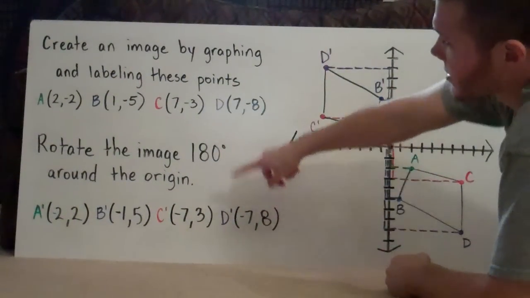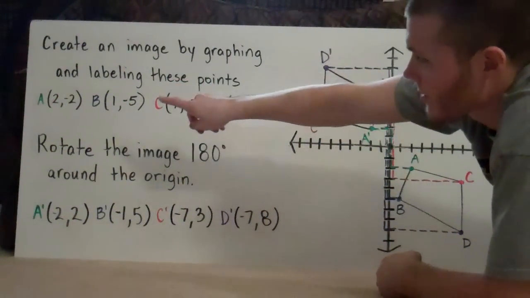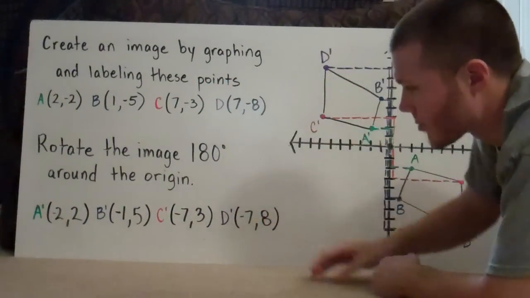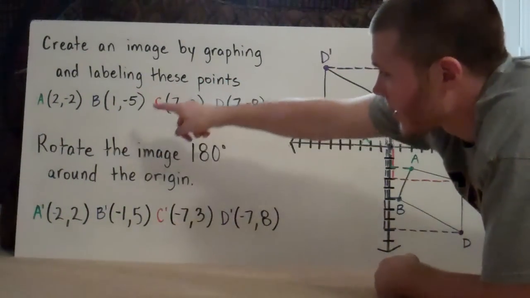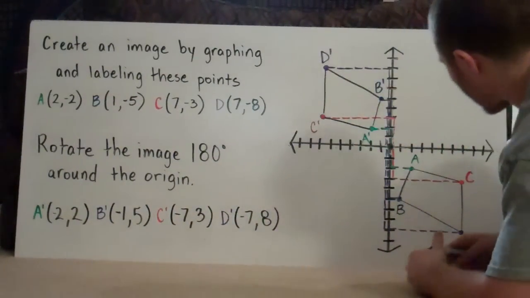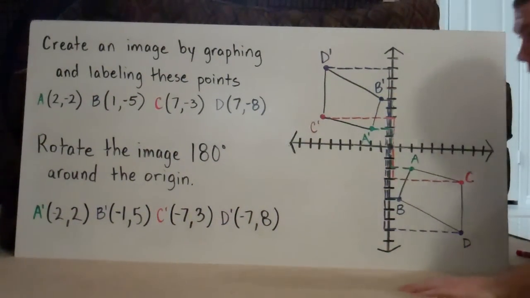Now you might notice the pattern, how we went from A to A prime, B to B prime, C to C prime, D to D prime. Look what happened to the values, class. They become the inverses. Alright, so last slide.